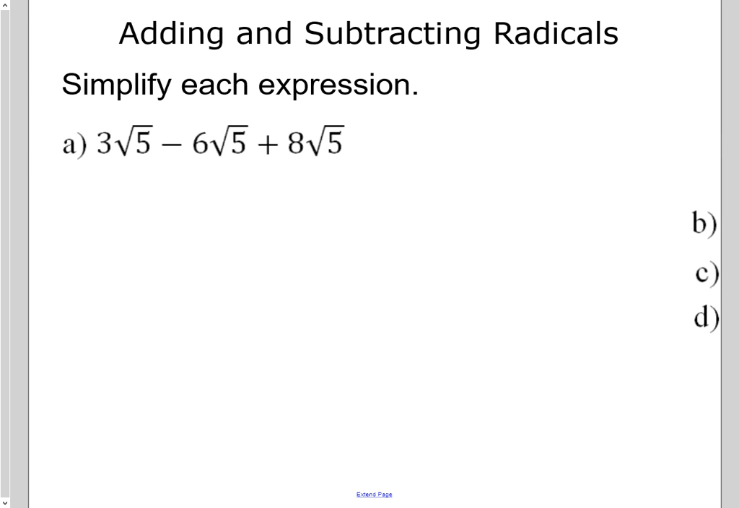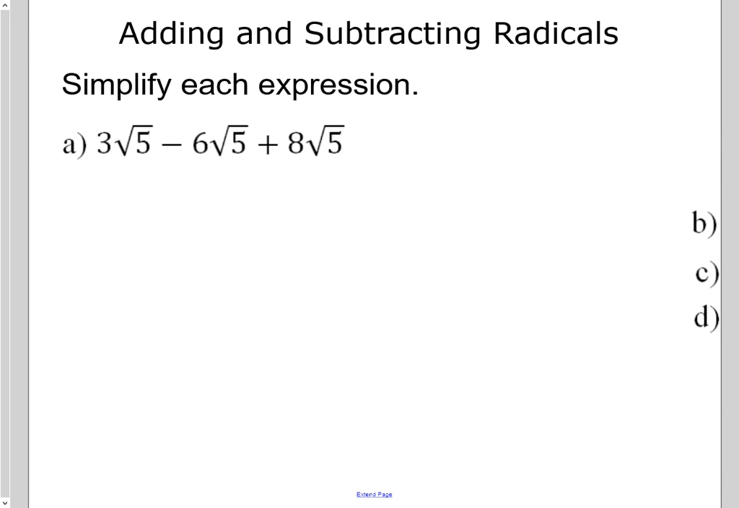All right, now, adding and subtracting radicals is the same as adding and subtracting in algebra. What you're looking for is like terms. Like terms in this case are not going to be the same variable, but instead they're going to be the same number that's under the root sign. Looking at A, we have 3 root 5 minus 6 root 5 plus 8 root 5. Root 5 is my common term, right? That's what makes these like terms.